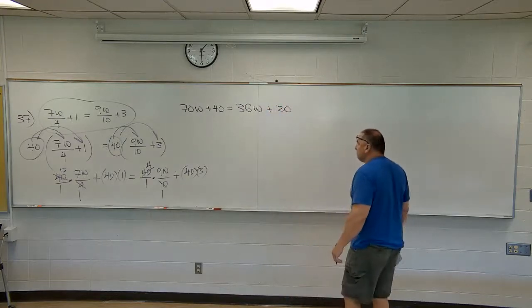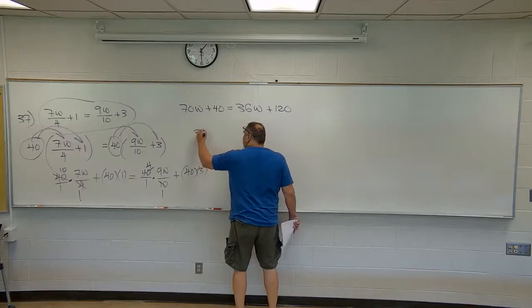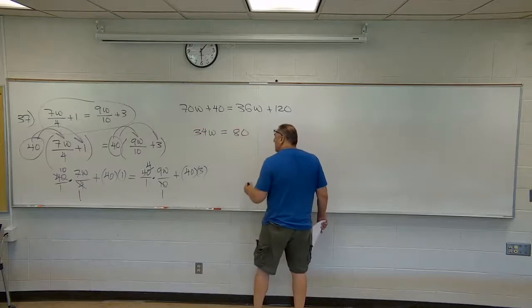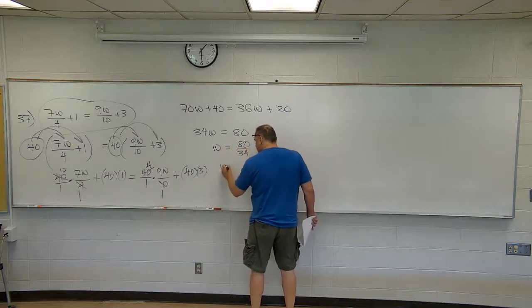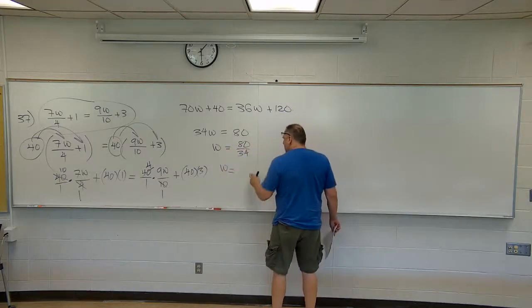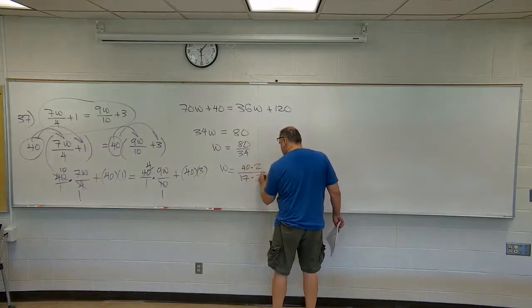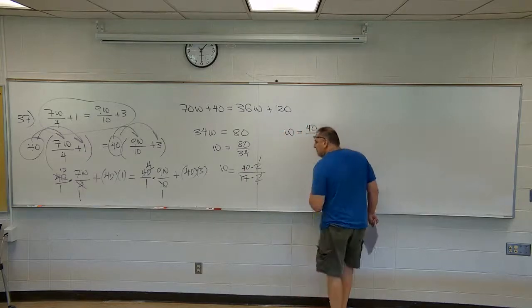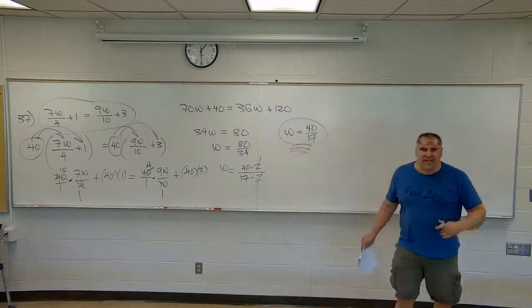Let's keep going. Let's subtract 36w on each side. Let's subtract 40 on each side. Let's divide by 34 on each side. Let's reduce a bit, I guess. 2 goes into here 17 times. 2 goes into here 40 times. 40 times 2, 17 times 2. Etc., etc. That's 2 and 6/17.